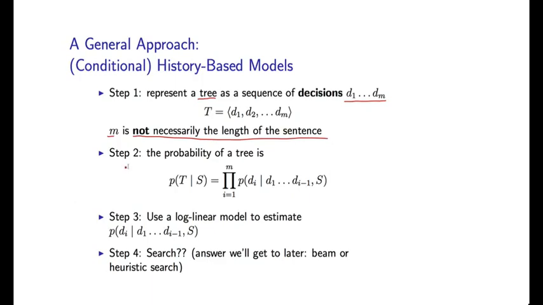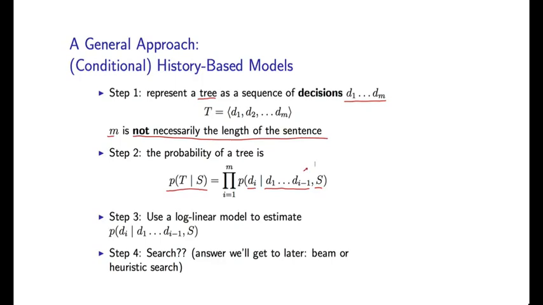The second step is to use the chain rule to decompose the probability as follows. So the conditional probability of the tree T given a sentence S is going to be a product of terms where at each point I have the conditional probability of the ith decision in my sequence, and I condition on the i-1 previous decisions, and in addition the sentence, which is input to the model.